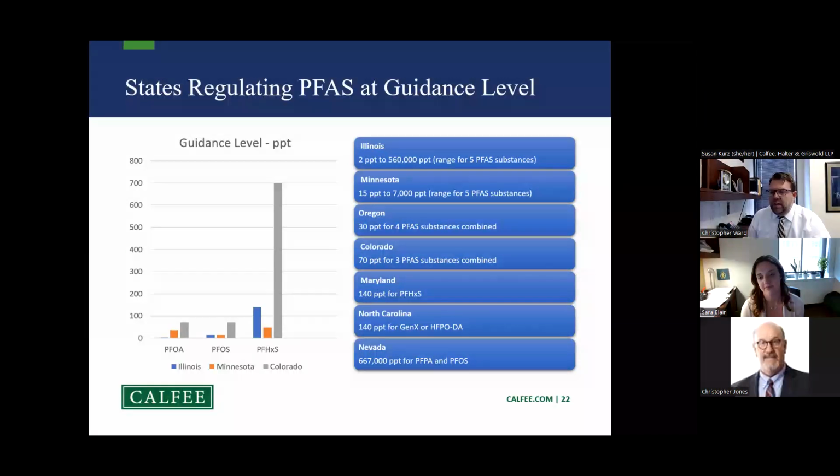Looking at this chart to just give you an illustration of the range here, we've got 2 parts per trillion in one compound at a guidance level in Illinois. Think back to Chris's discussion of what actually is a part per trillion, and you realize that Illinois' guidance level at 2 parts per trillion for one PFAS compound is essentially unrecognizable. But we're moving all the way up to 667 parts per trillion, for instance, in Nevada's guidance levels. So a wide range. What we see here with the guidance levels is just some states trying to do something with regard to PFAS.